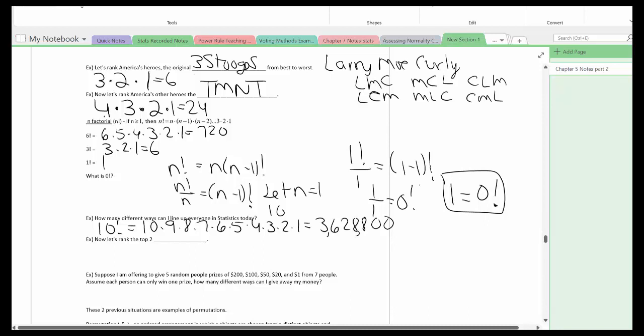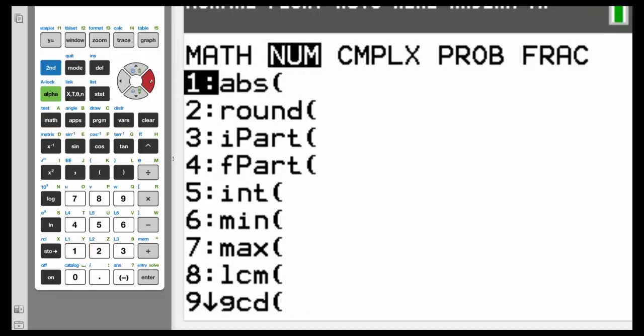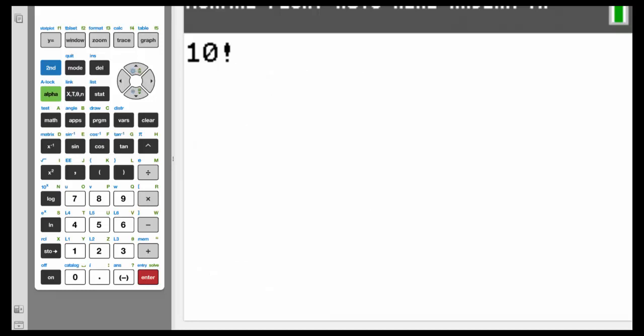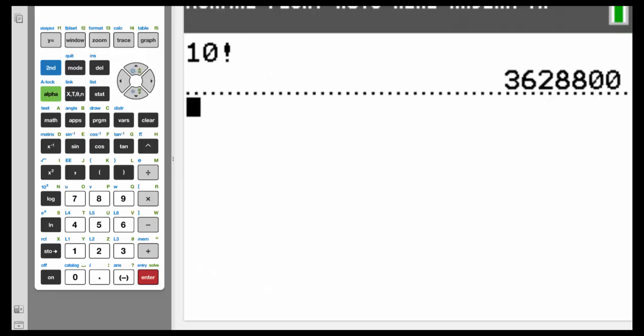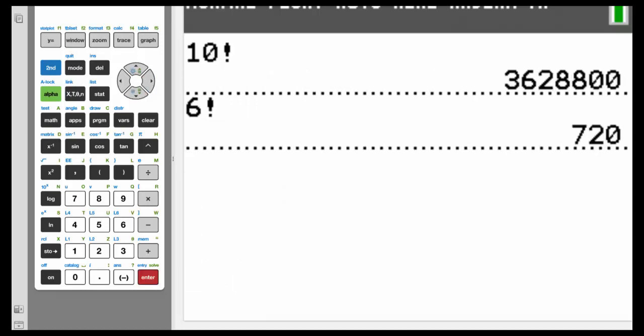Now, let me show you how to put n factorial into the calculator. Okay, so how do I put factorial in the calculator? Well, let's do the example that we just finished. So first of all, put in the number, which will be 10. Then hit Math. We're going to go all the way over to Prob, okay, and go down to number 4. That's the exclamation point for factorial. Hit Enter. Hit Enter again. There's my answer. Okay. All right, so let's do this one more time. Let's do 6 factorial. So type in 6 first, then hit Math. Highlight Prob, go down to number 4, hit Enter again, and that is 720.